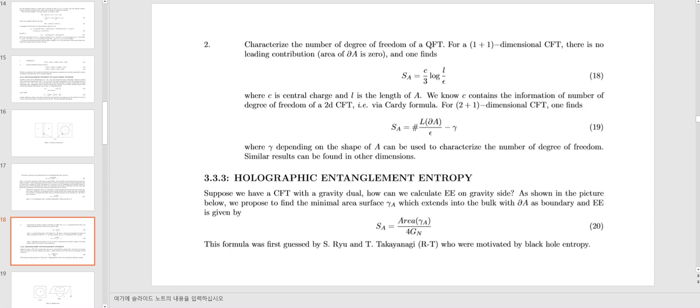Holographic entanglement entropy. Suppose we have a CFT with a gravity dual. How can we calculate entanglement entropy on the gravity side? As shown in the picture below, we propose to find the minimal area surface gamma which extends into the bulk with the boundary of A, and entanglement entropy is given by this formula. This formula was first guessed by RT, who were motivated by black hole entropy.